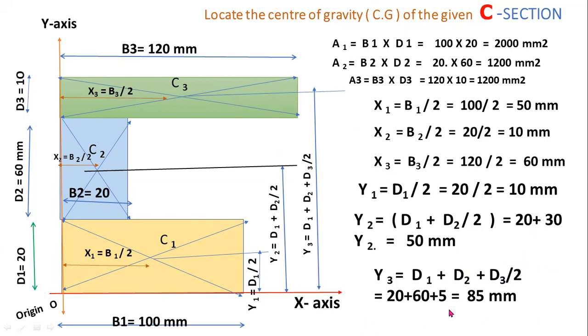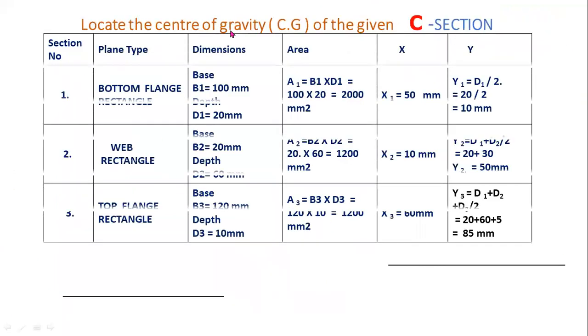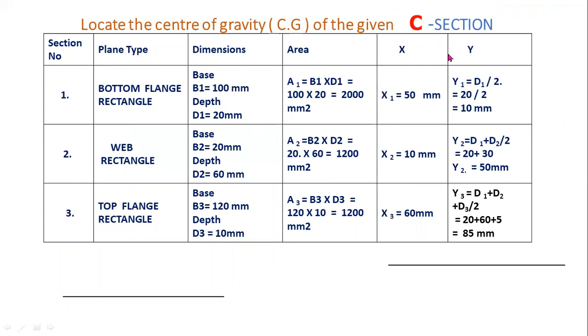Now I am considering these values in tabular form. Here I consider section 1 as the bottom rectangle, section 2 as the middle rectangle, and section 3 as the top flange. These are the individual dimensions. b is the base, d is the depth or height of the rectangle. a1, a2, a3 are the individual areas. x1, x2, x3 are the distances of centroids C1, C2, C3 from the y-axis. y1, y2, y3 are the distances of centroids C1, C2, C3 from the x-axis.